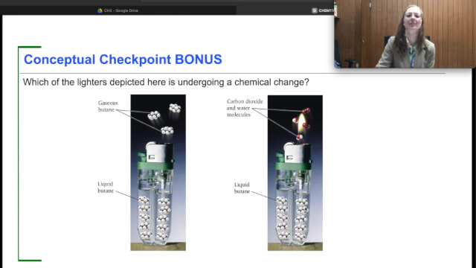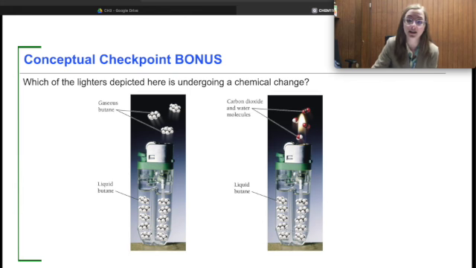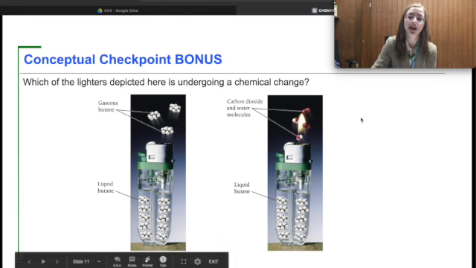However, if I look at my lighter on the right, I see that I've got butane molecules in my liquid, and I have carbon dioxide and water molecules on the outside. See, I've got the black and the white here, that's butane. I've taken that butane, I've combined it with ambient oxygen in the air to make carbon dioxide and water.